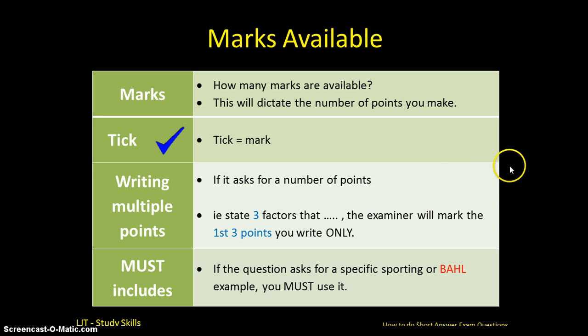Beware, because sometimes questions come in a format where it says, state 3 factors that affect people's participation in exercise. Now, it's asked specifically for you to tell them 3. If you go on and say 15, the examiner will ignore the last 12. They will only mark the first 3 points you make, whether they're right or wrong. They won't search through your 15 points hoping to find 3 right ones. They'll purely mark the first 3.